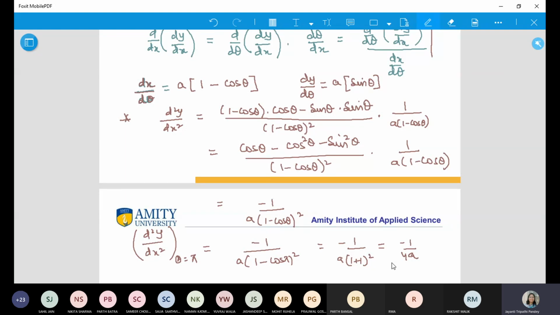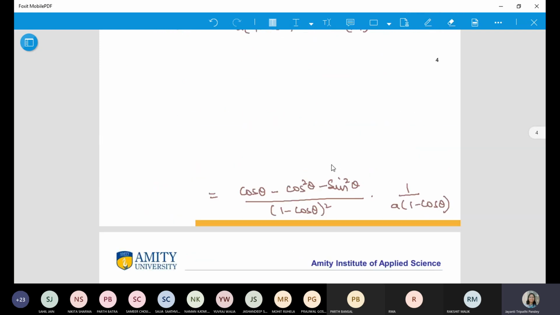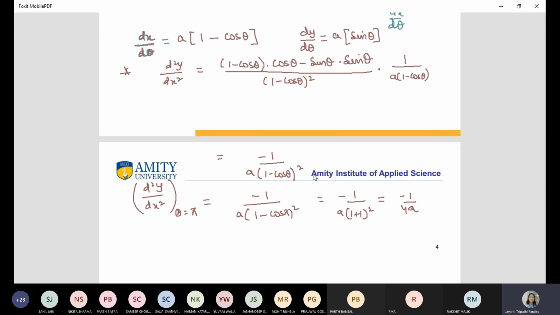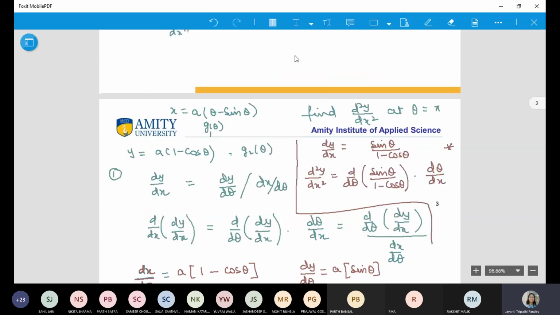So this was the background. Now we will go back to the original concept of finding the nth derivative. This was the revision of your class 12th. Let me clear this.